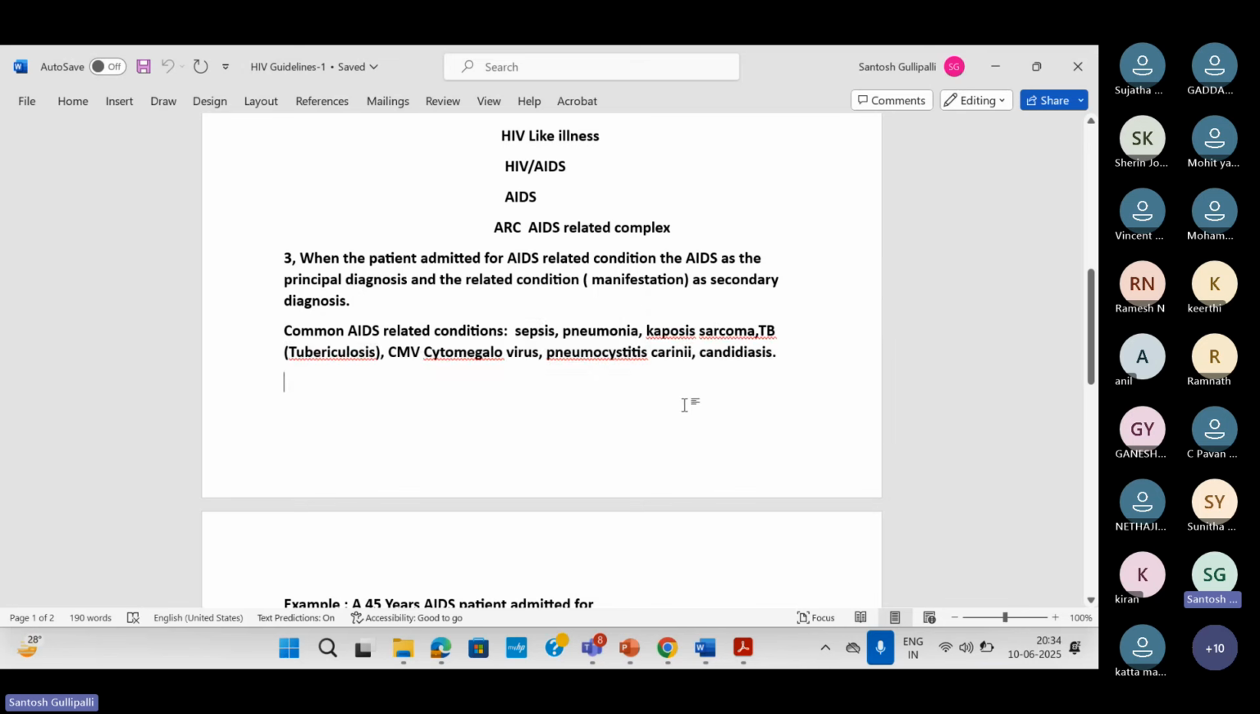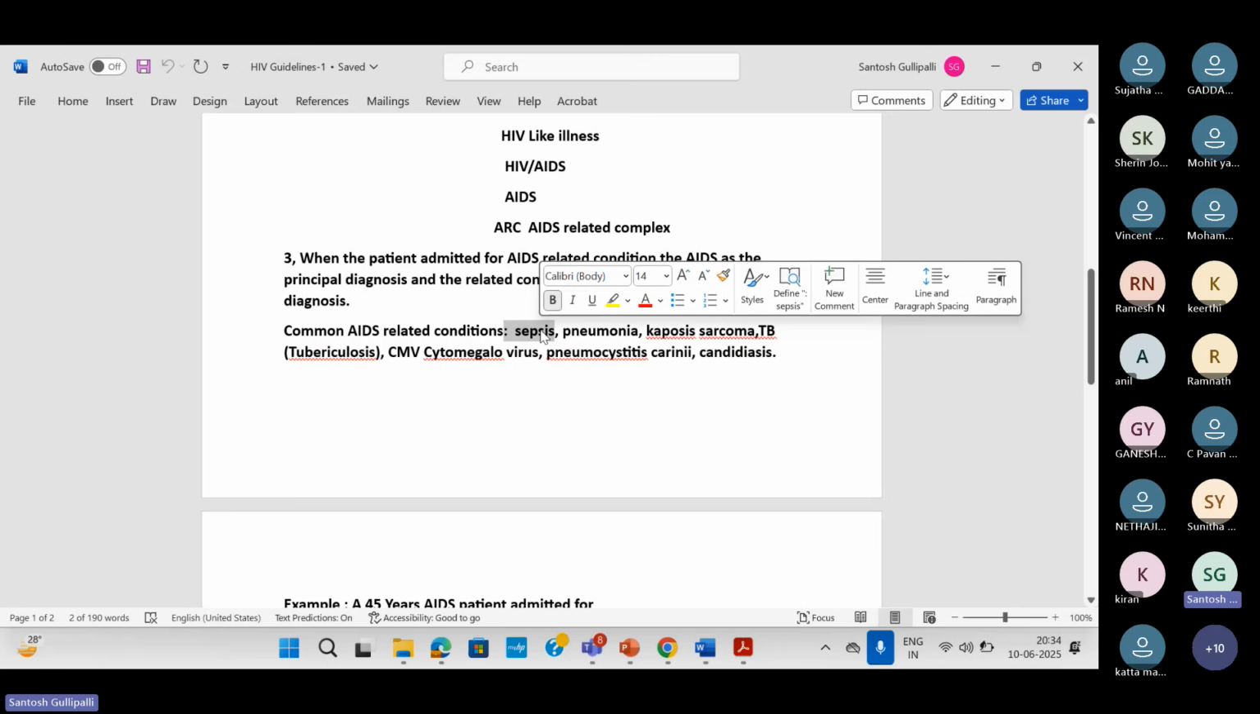For example, the AIDS patient admitted to sepsis. So that time the physician must and should document it. So the sepsis is due to AIDS. The physician must document it.